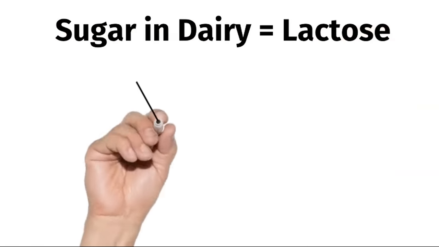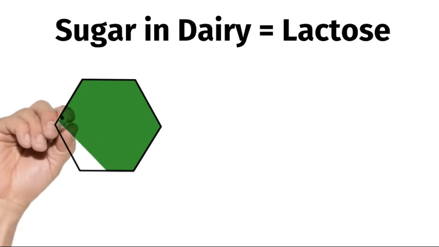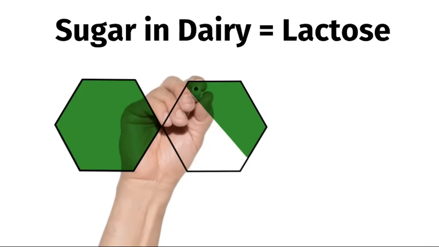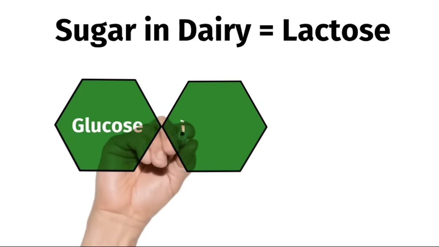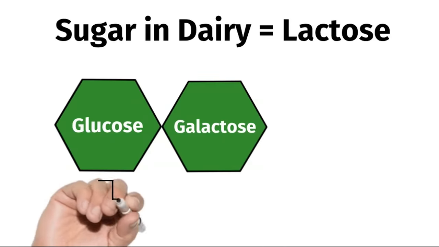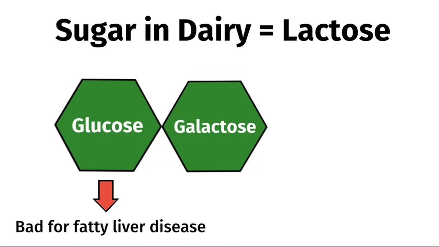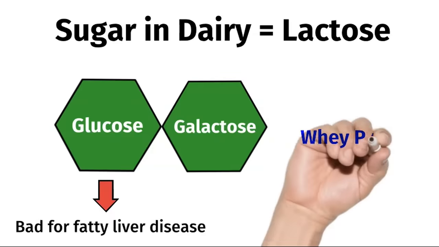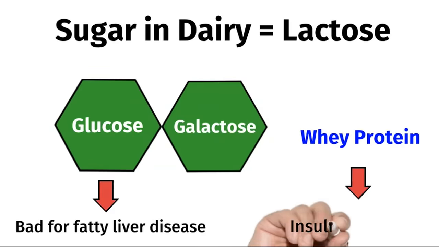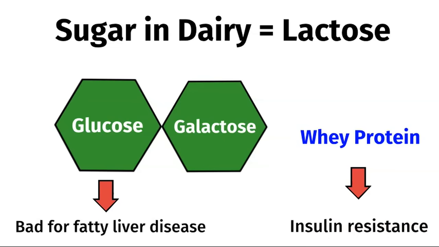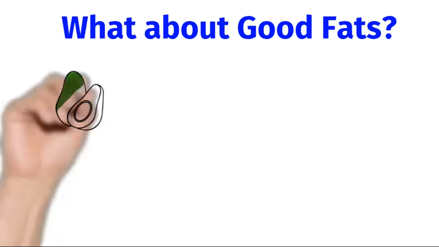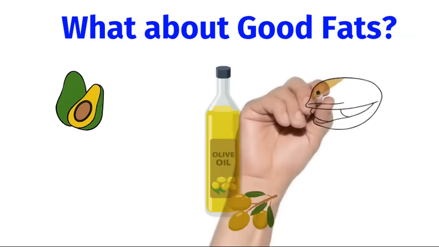So you may be wondering, why is dairy products a problem? Well, it's because dairy has the milk sugar called lactose. Lactose is made out of glucose and galactose. And as you remember, glucose is not good for fatty liver disease. The whey protein that's present in dairy products also increases your pancreatic insulin production, so it feeds into the cycle of insulin resistance.